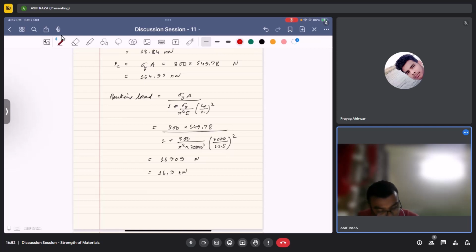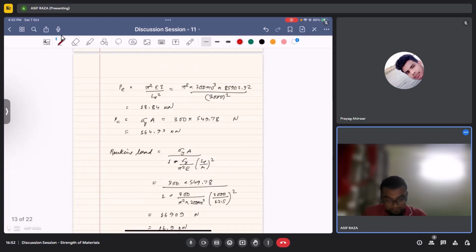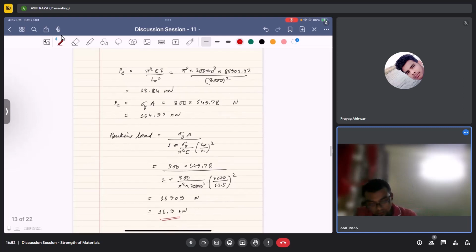Okay. We do the cross check once again. 549.78, 16.93, pi square into 200 into 10 to the power 3 into 85902.2.